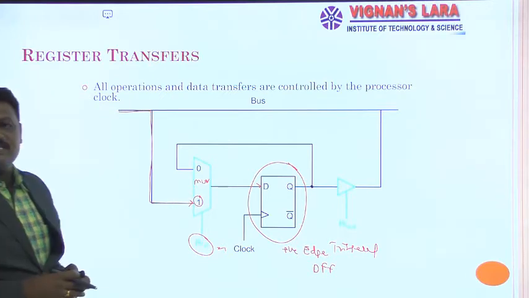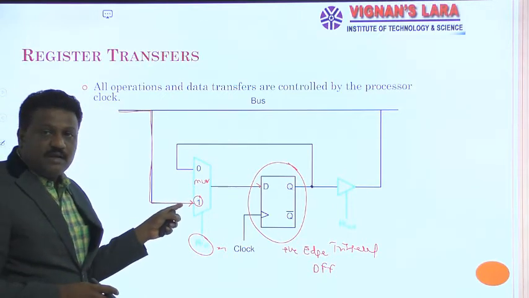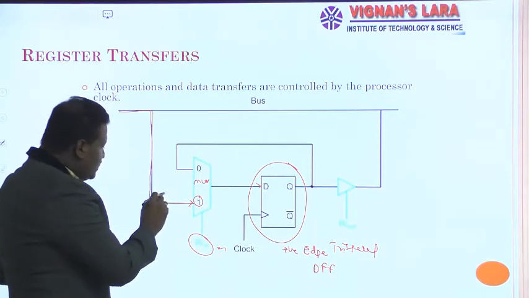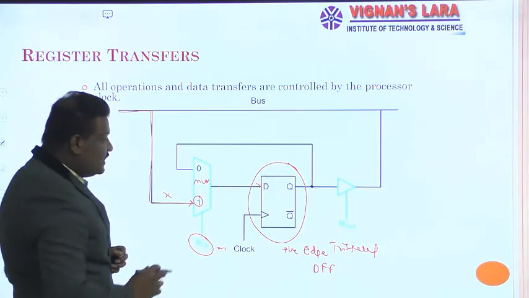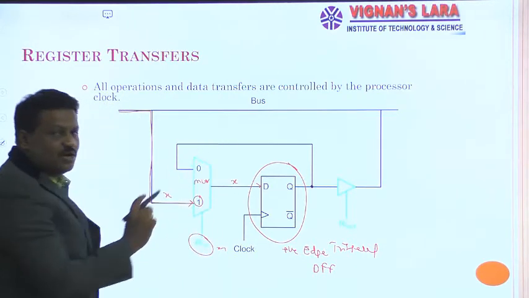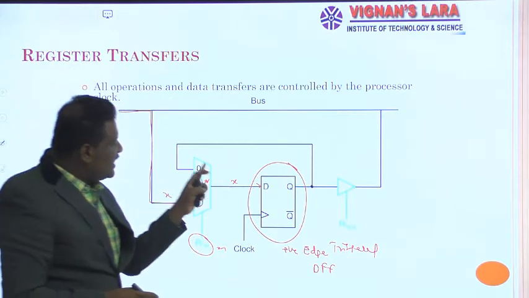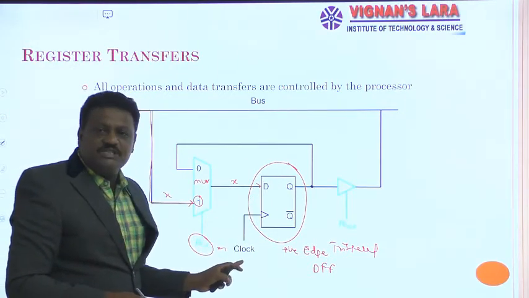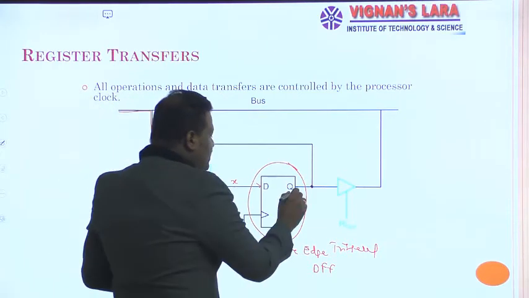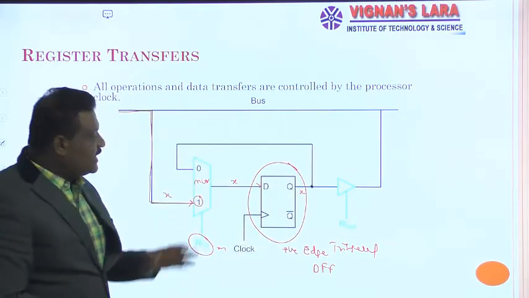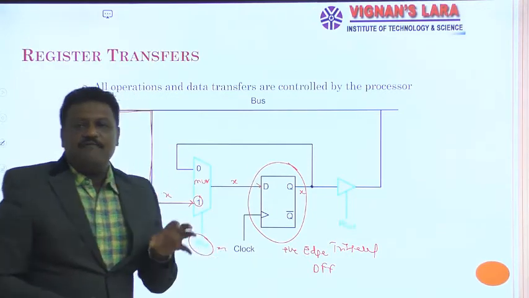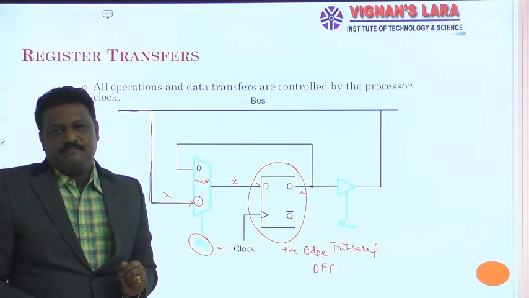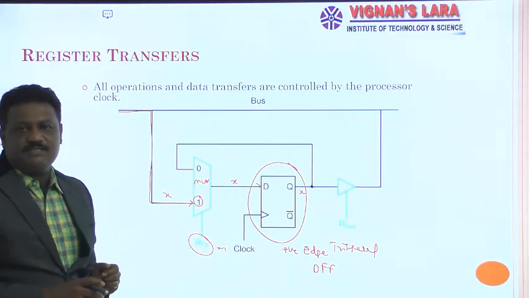Whatever the internal bus has, that bus line is connected as input 1 of the mux, and whatever data I get here, let me assume that is some X, that X reaches the output of the mux. This X input is accepted by this D flip-flop only at the rising edge of the clock, and the same thing is transferred to the output. Then I can say that this positive edge triggered D flip-flop can hold the value X. That X value was received from an internal bus.